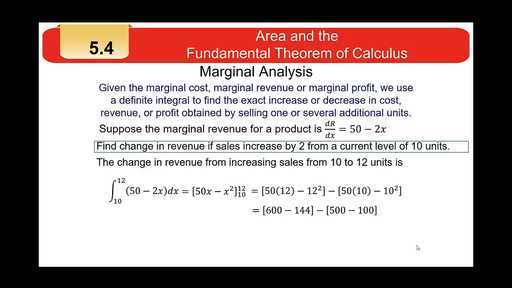50 times 12 is 600. 12 squared is 144. 50 times 10 is 500. 10 squared is 100. 600 minus 144 is 456. 500 minus 100 is 400. And 456 minus 400 is 56. And this is in dollars. So in this case, if that's your marginal revenue function, the change in revenue, if your sales go from 10 to 12 units, would be $56. Just a simple example related to business.